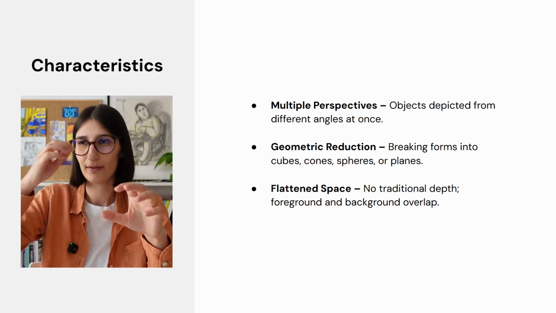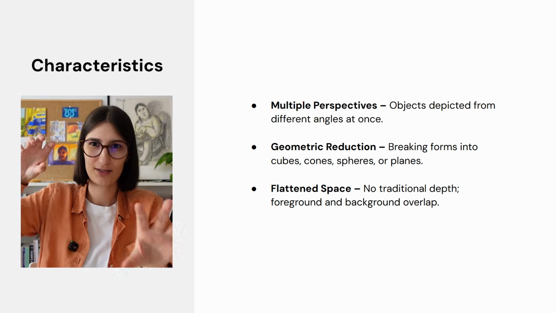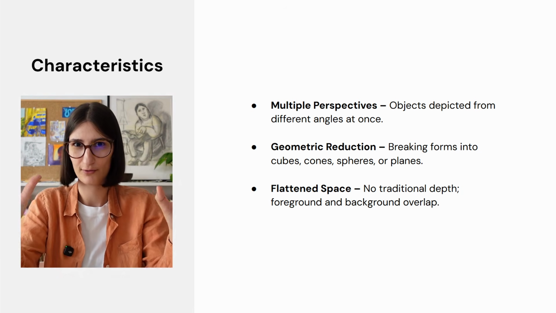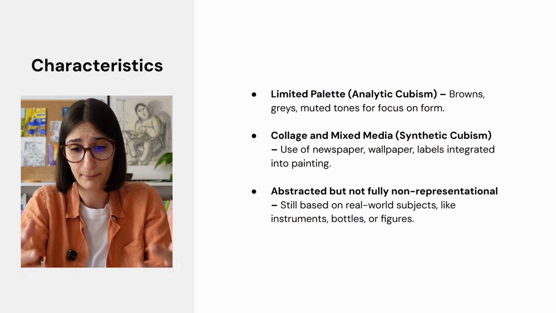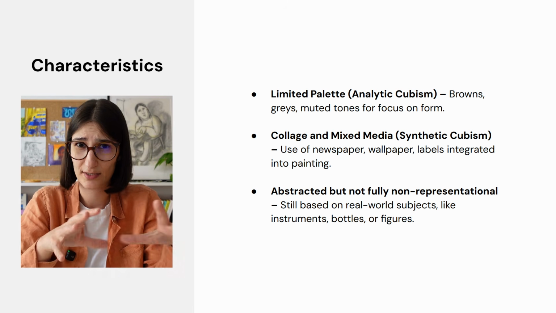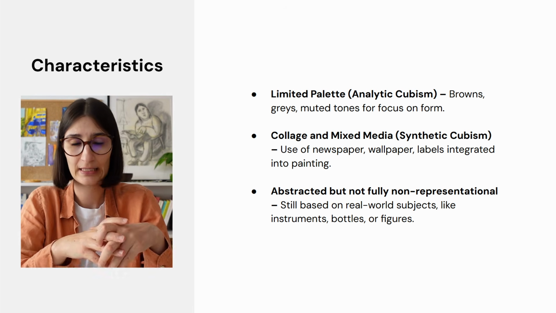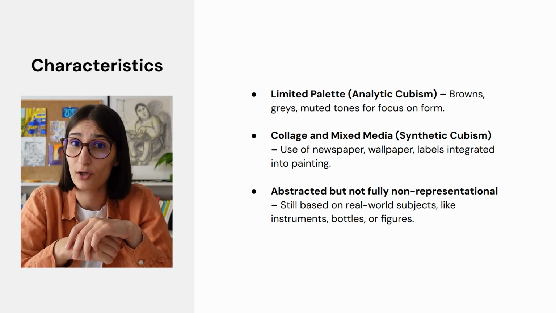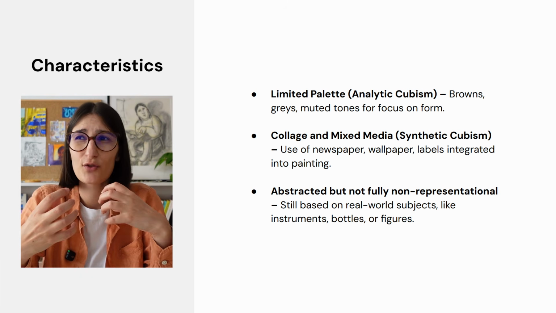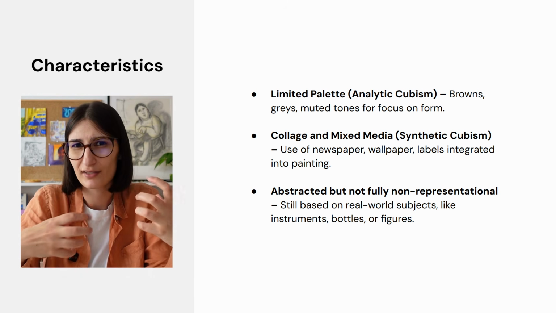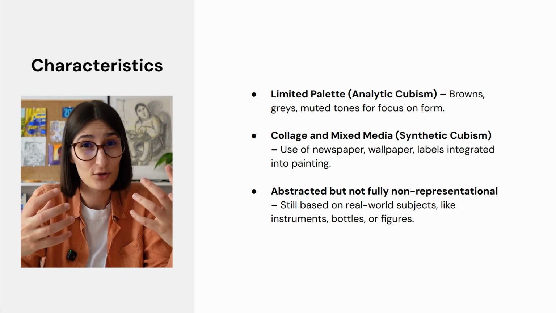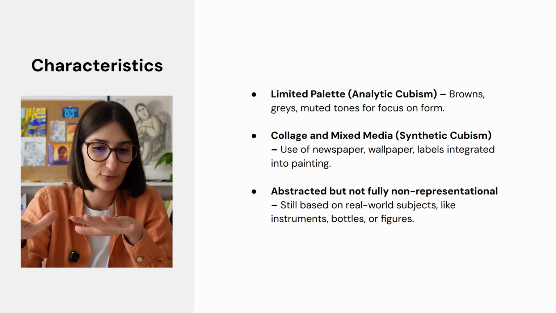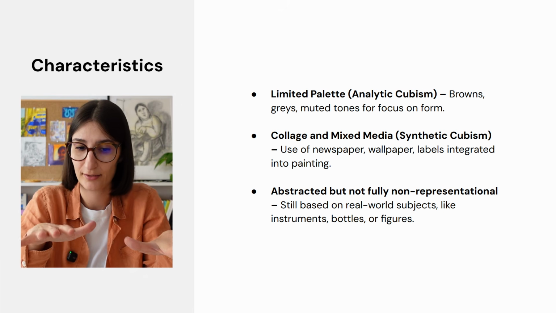So this idea of creating depth and space in the picture didn't exist in Cubism because everything was on the foreground. Then limited color palette, especially in analytic Cubism, which was the first years of the movement. They used more browns, grays, muted tones for focus on form, because they understood that if they applied very bright colors and strong colors, the focus would be the color and not the form, and they didn't want that, so they opted for these muted tones.